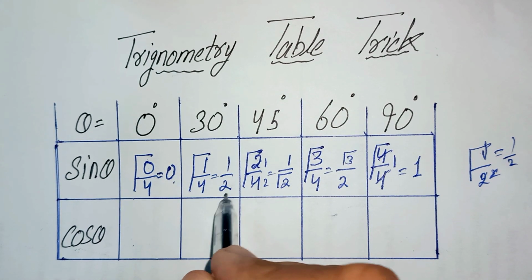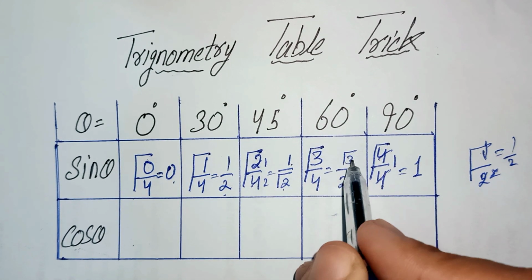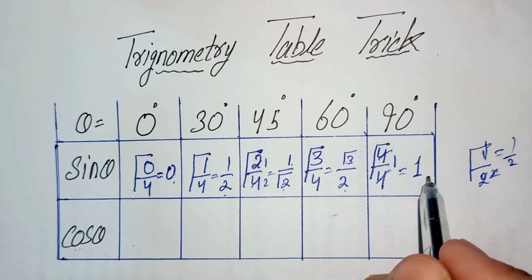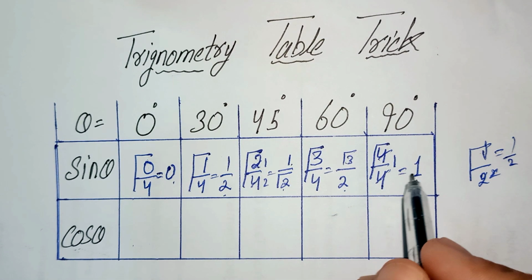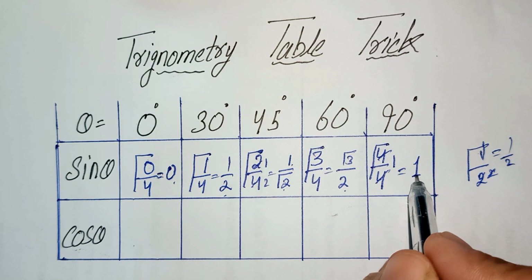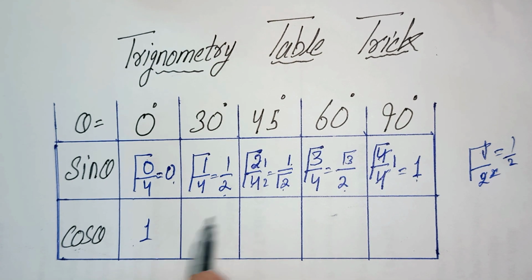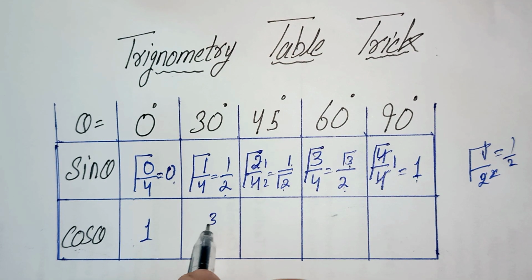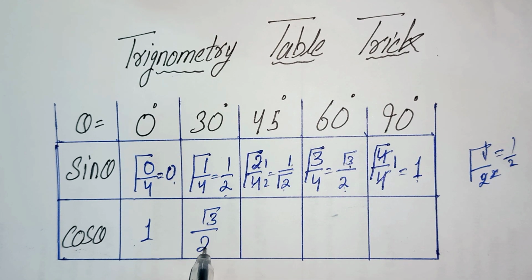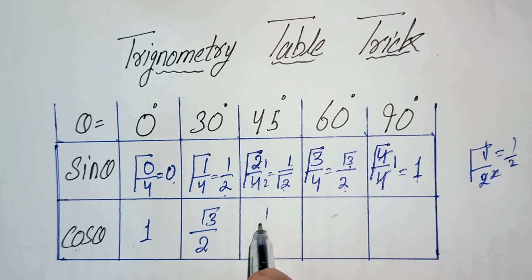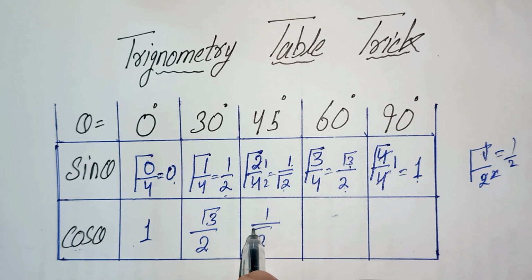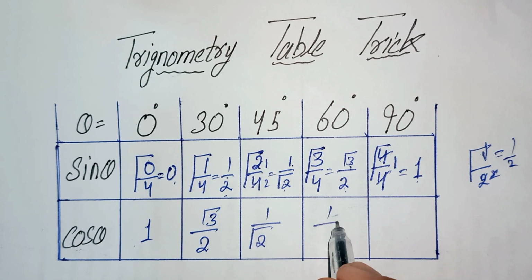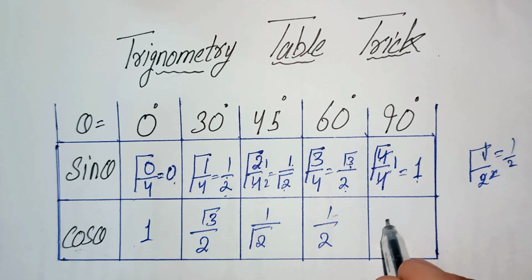So we get 0, 1 by 2, 1 by square root 2, square root 3 divided by 2, and 1. Now start from here. First write 1, second square root 3 divided by 2, then 1 divided by square root 2, next 1 by 2, next 0.